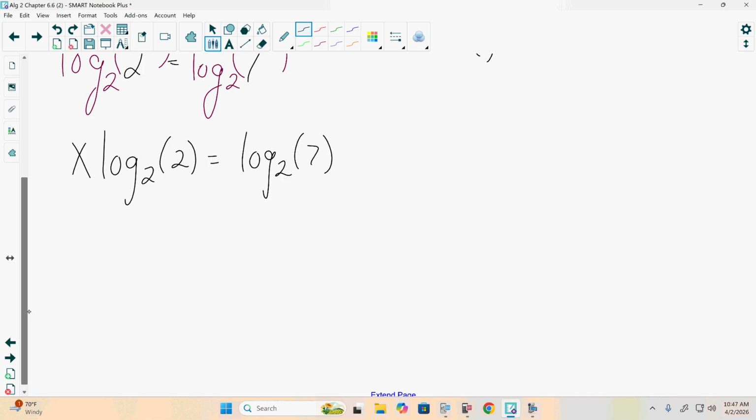Log base 2 of 2 is 1. When the base and the number inside are the same, it is going to equal 1 because, again, all a logarithm is saying is the base to what power is what's inside the log. So here we're saying 2 to what power is 2? 1. So really this whole thing is going to reduce to 1, giving me just x.